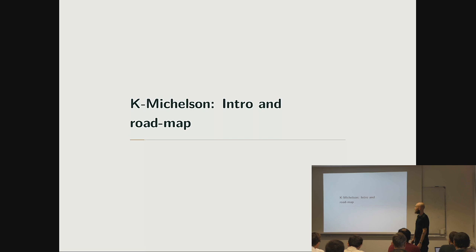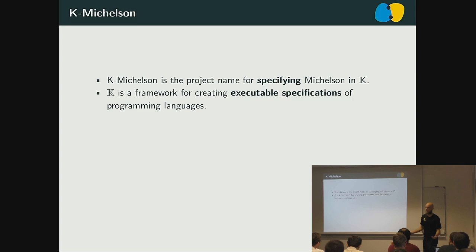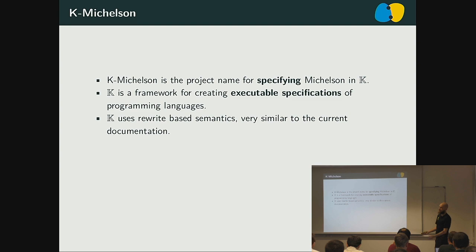K-Michelson is just a name we have for specifying Michelson in the K framework. We usually just do that. We slap a K on the front. I mainly work on KWASM, for example. K is a framework for creating executable specifications, which you probably know. So you write down your specification, and it's runnable. And it uses rewrite-based semantics. So those of you who read the Michelson documentation, it should look very familiar.